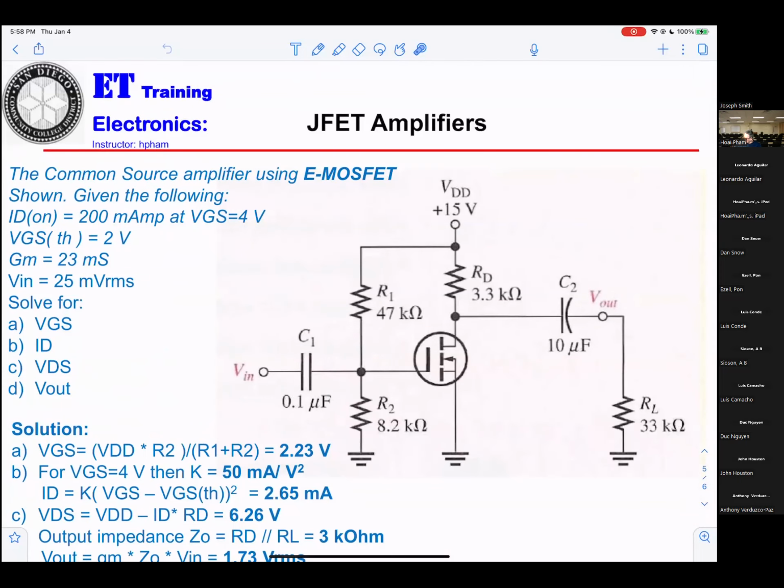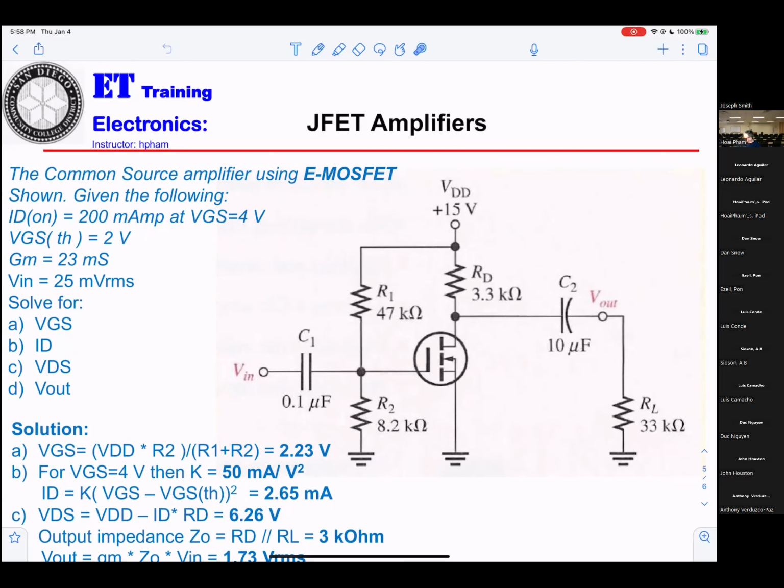Another circuitry for E-MOSFET. Okay. The common source amplifier using E-MOSFET. Given the following: ID on and VGS of 4 volts. VGS threshold is given, and GM equals 23 millisiemens. V in is 25 millivolts RMS. They ask to find VGS, ID, VDS, and V out.